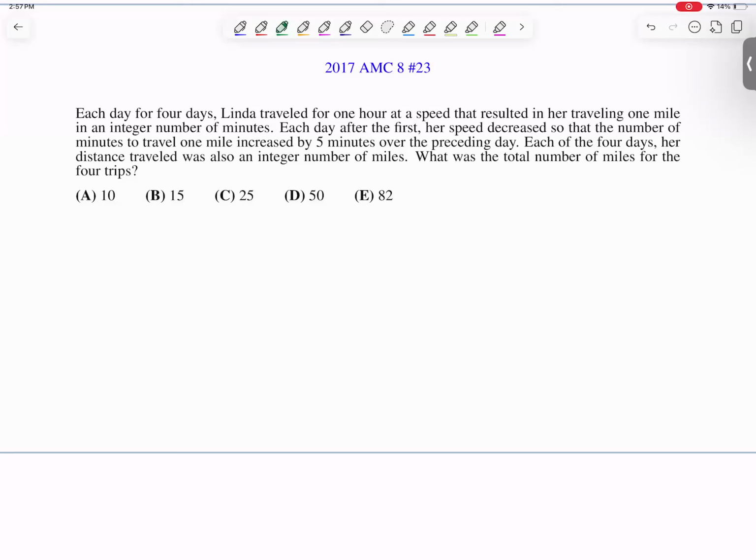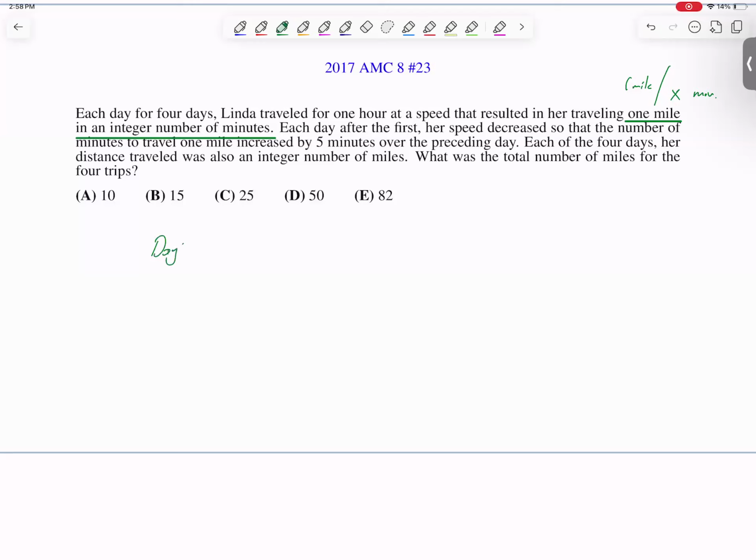We have a rate problem, and each day Linda is traveling 1 mile in an integer number of minutes. The rate is 1 mile divided by, let's say, an integer number of minutes, x minutes. Each day after the first, her speed is decreased so that the number of minutes to travel 1 mile increased by 5 minutes over the preceding day.